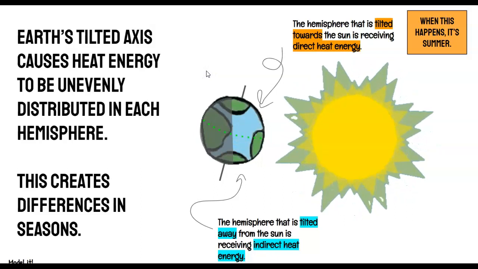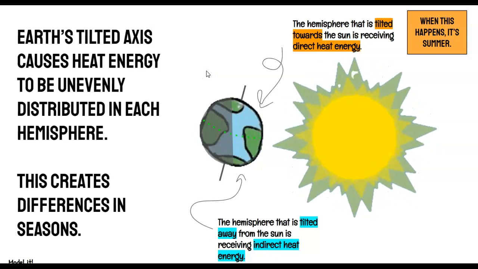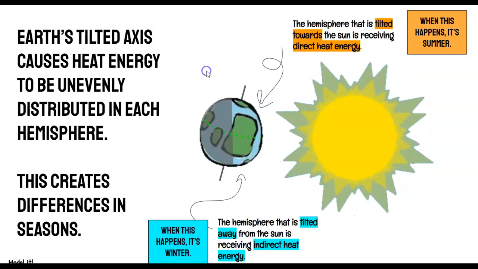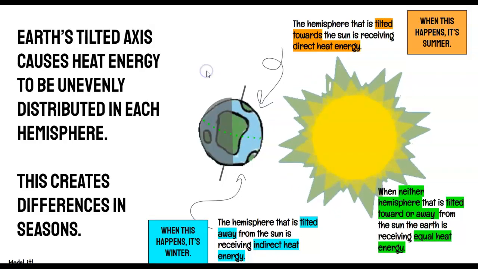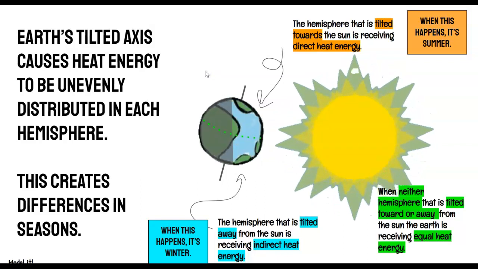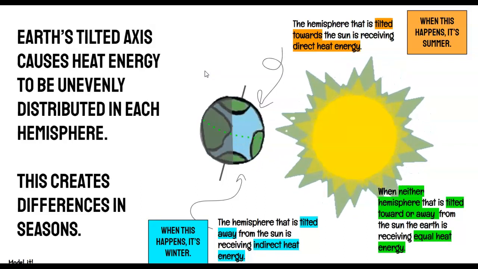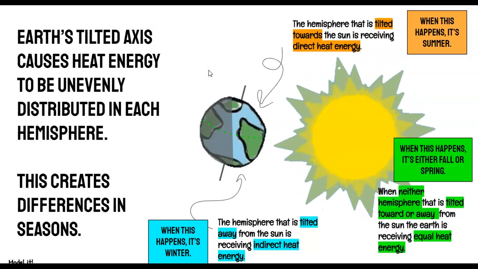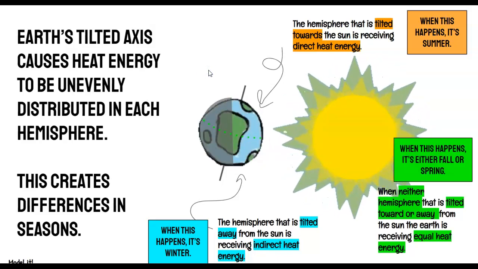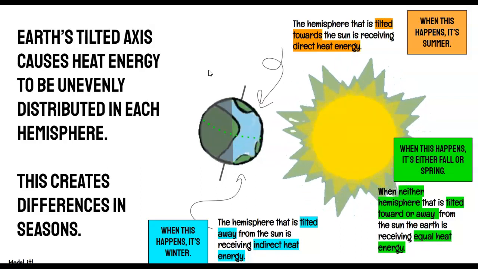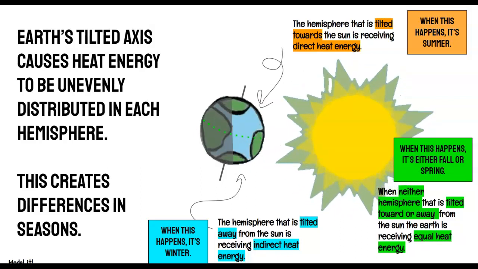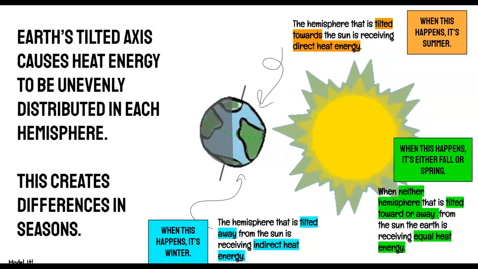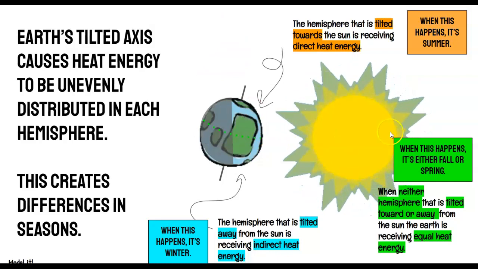But when the hemisphere is tilted away from the sun, the hemisphere is receiving indirect heat energy, so that means it's winter. But when neither is tilted away or towards, it's receiving about equal heat energy, and it's either increasing or decreasing. And when that happens, it's either fall or spring. So if it's fall, the heat energy is going to continue to decrease, and if it's spring, it's going to continue to increase.